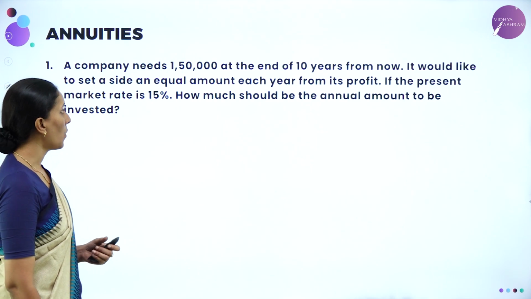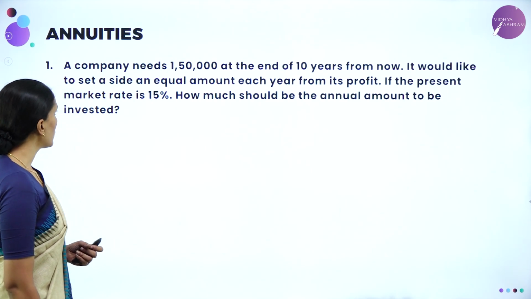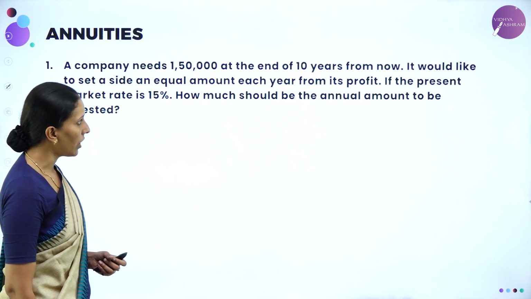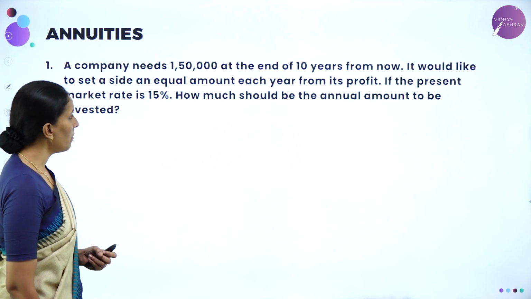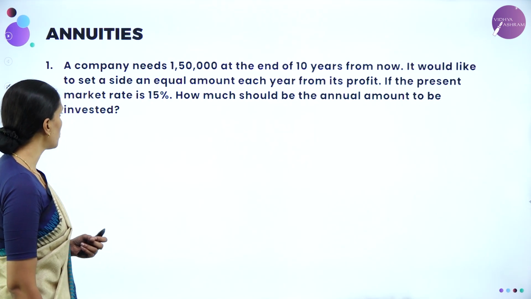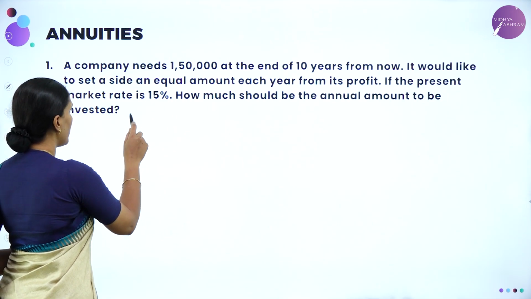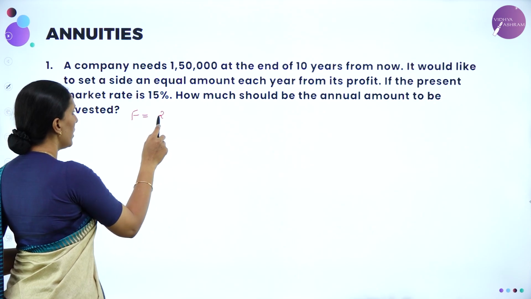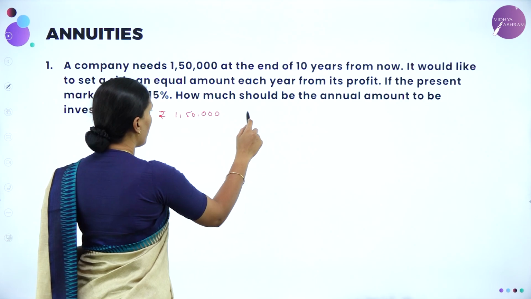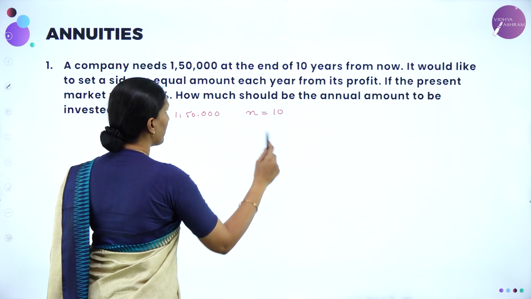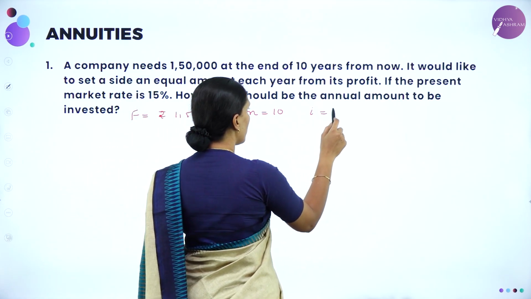A company needs 1,50,000 at the end of 10 years from now. It would like to set aside an equal amount each year from its profit. If the present market rate is 15%, how much should be the annual amount to be invested? So the company needs 1,50,000, which is a future value. The number of years is 10, and the rate of interest is given as 15%.